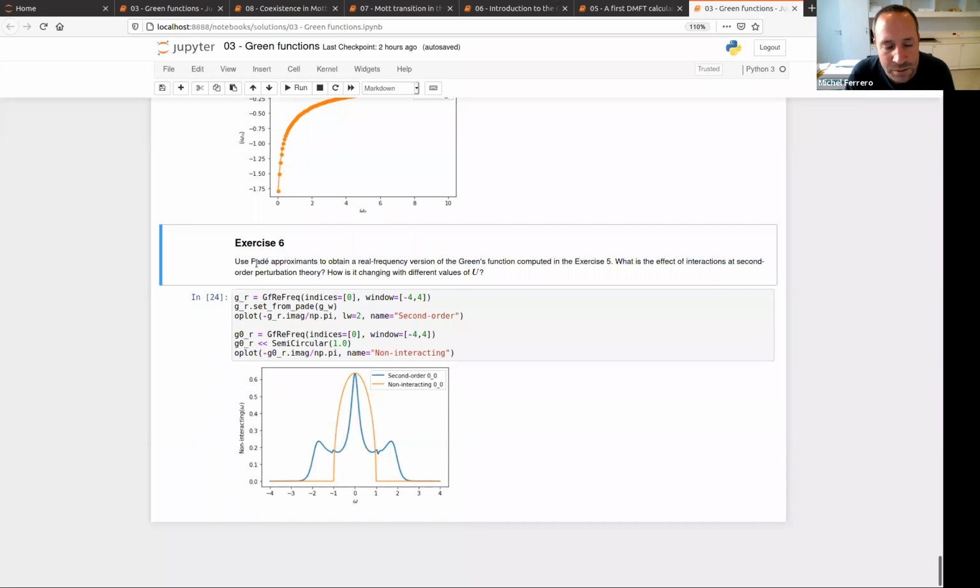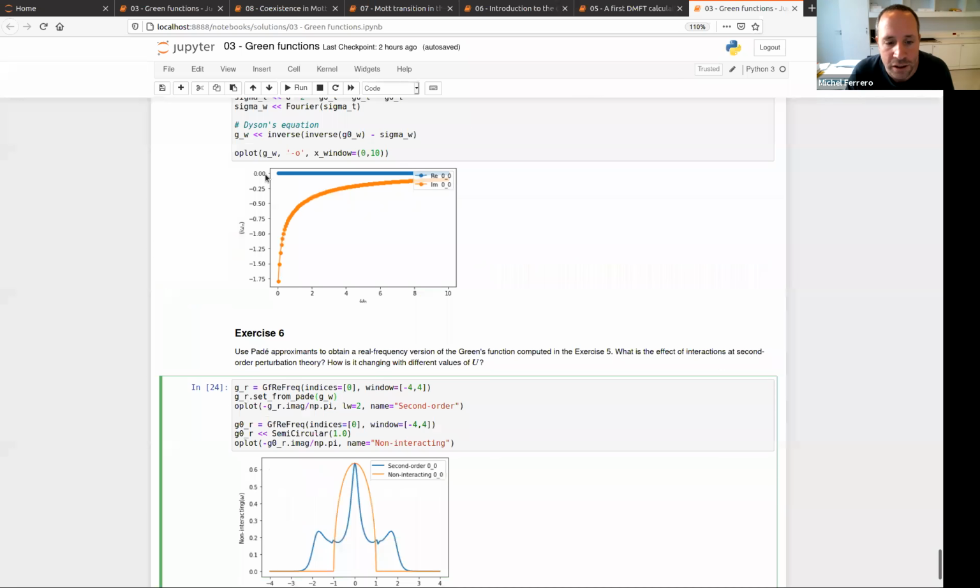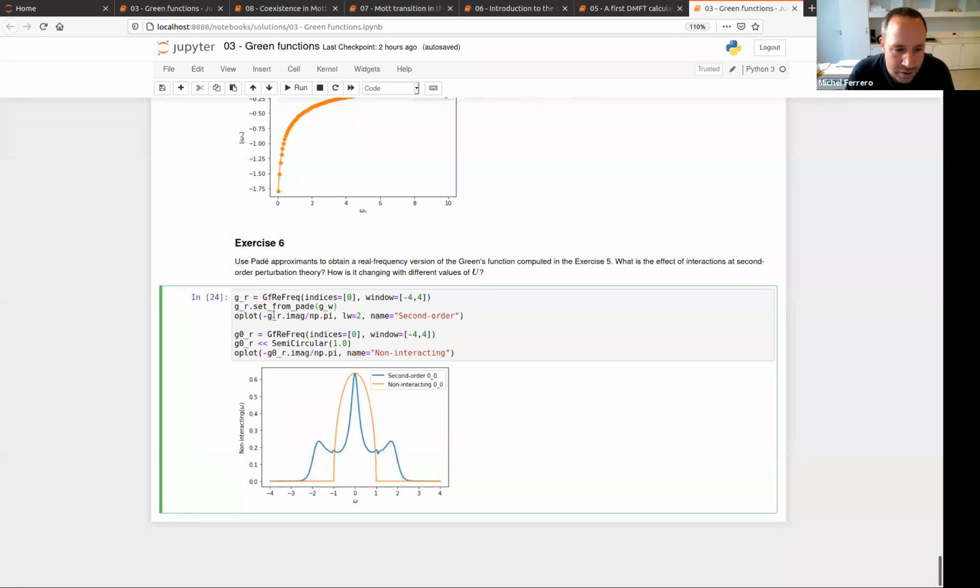And there are different ways to do this, but the one that I use here is called Padé approximants, and I'll skip the details of how this is done. But basically, you can use that function set from Padé, which does the job. So you define a real frequency Green function GR, and to initialize it, you say, okay, for GR, I want to set it from Padé approximants that start from G omega. And G omega here is what I had obtained earlier. And then if this Padé transformation works well, I can plot its spectral function. And that's what I obtained.